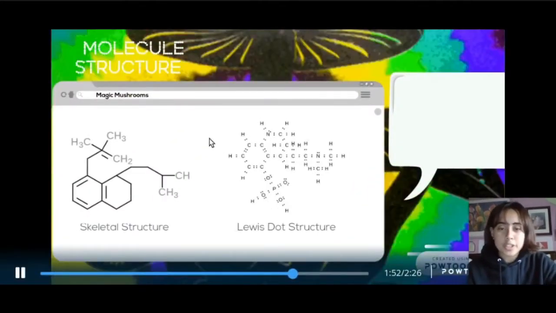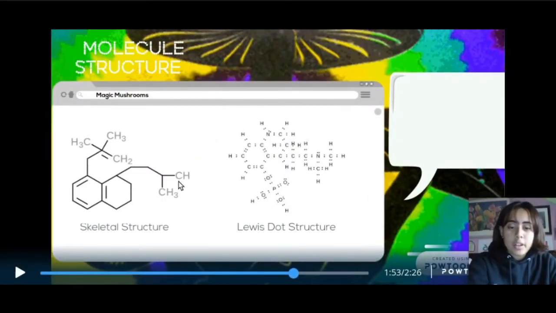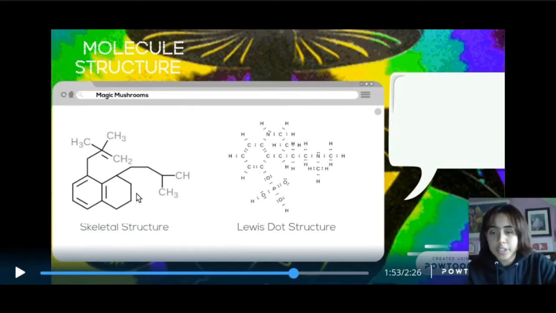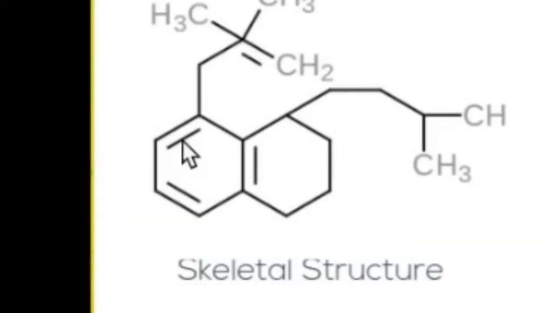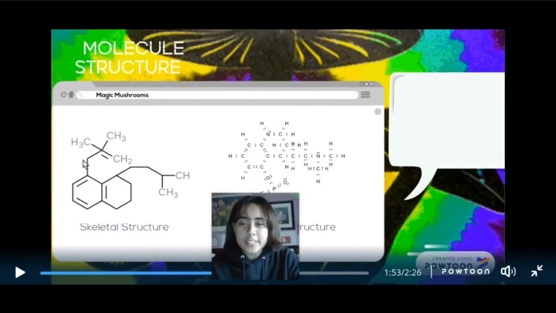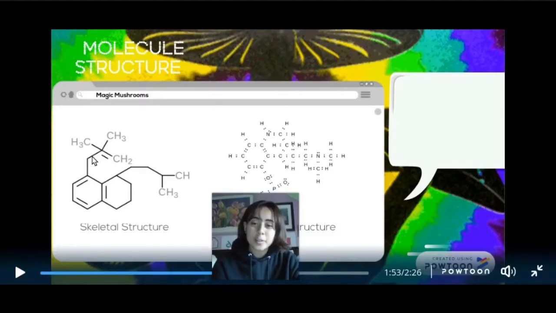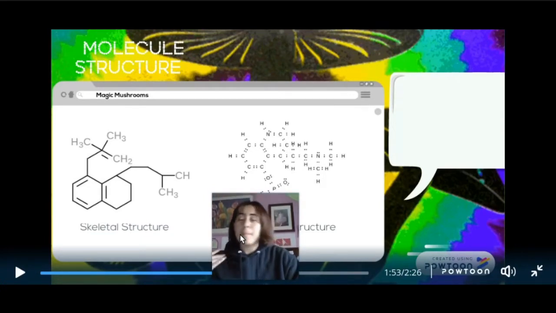The molecule structure. First, the skeletal structure, as you can see these double lines over here. These double lines over there, those are double bonds, and these single lines over here are single bonds. A skeletal structure shows the skeleton of a molecule, which is composed of skeletal atoms that make up the molecule. It is represented in 2D.